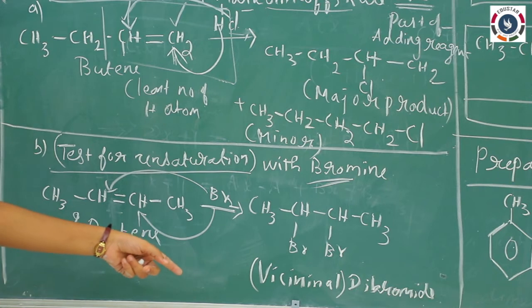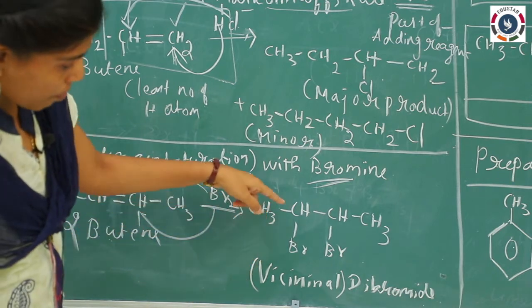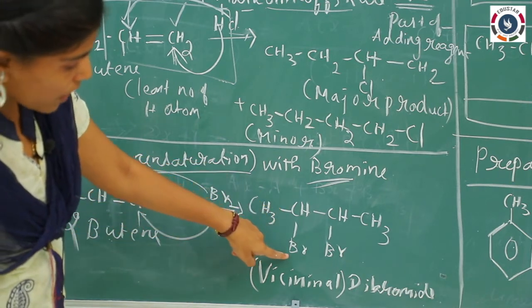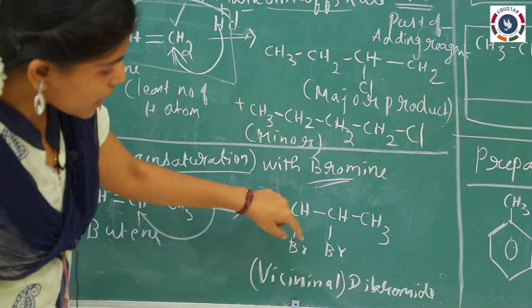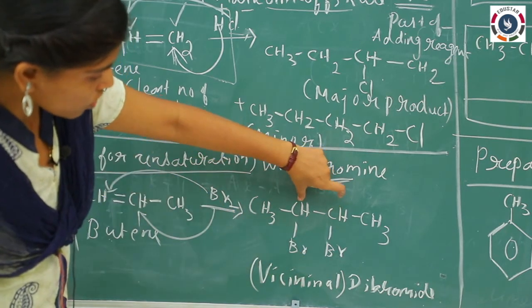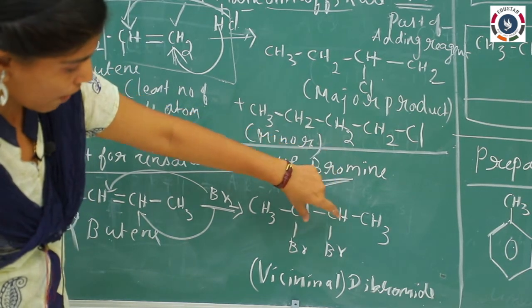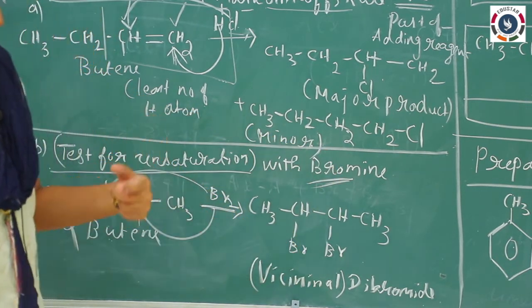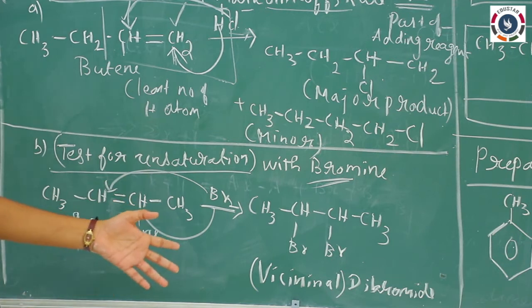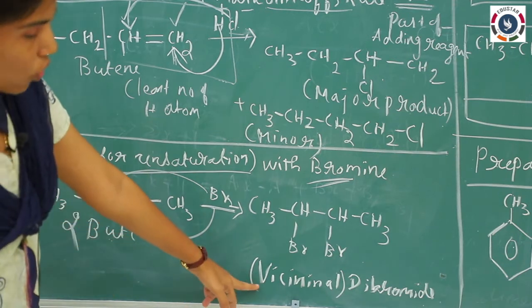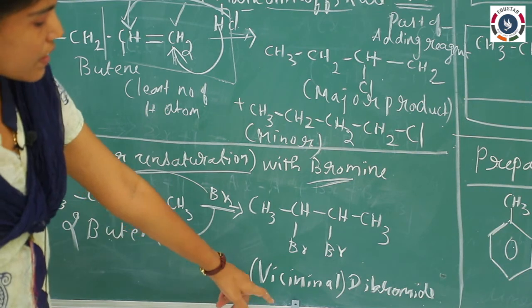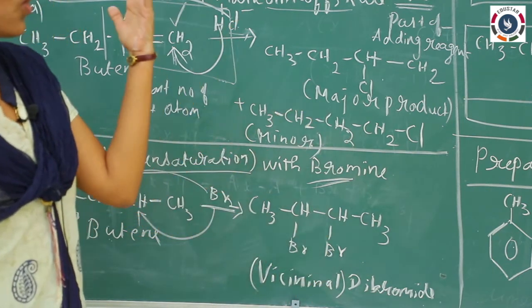As we discussed earlier, this particular compound has halogens on immediate neighbors. So this carbon atom has a halogen and the immediate next neighbor also has a halogen. If there is a dihalogen compound like this, we call it vicinal. Here it is called a vicinal dibromide compound.